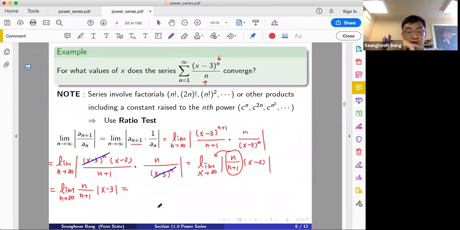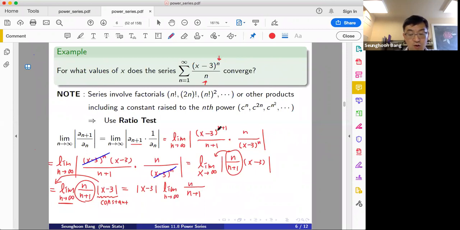Zero, infinity? Let me see here. This x minus 3 doesn't change as n approaches infinity. What does it mean? x minus 3 is like a constant. So you only take the limit of this one. You take out the constant, the absolute value of x minus 3, and only take the limit as n approaches infinity of n over n plus 1. What is it? Yeah, your answer is 1, you're right.